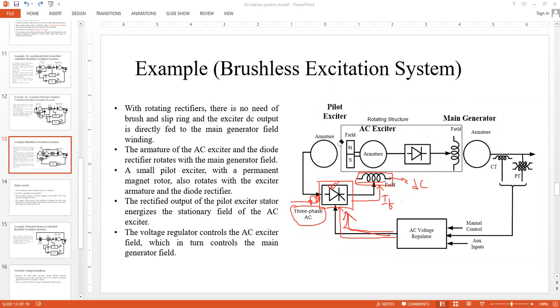But as I mentioned, you have to be careful in choosing that this field is not the field of the AC exciter. This is the field for the pilot exciter. The field for the AC exciter is the lower one, this one. Again, you have some manual control mechanism also possible. If the automatic control mechanism doesn't work, then the manual control will be activated.